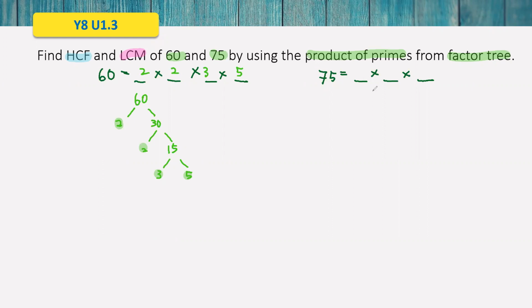Same goes to 75. Divide by 2, not possible. It's an odd number, so 3. So I get 25 here. 5, 5, 25. So these are my prime factors. Fill them in. This is the product of primes for 75. So in order to find HCF and LCM from here, very simple.